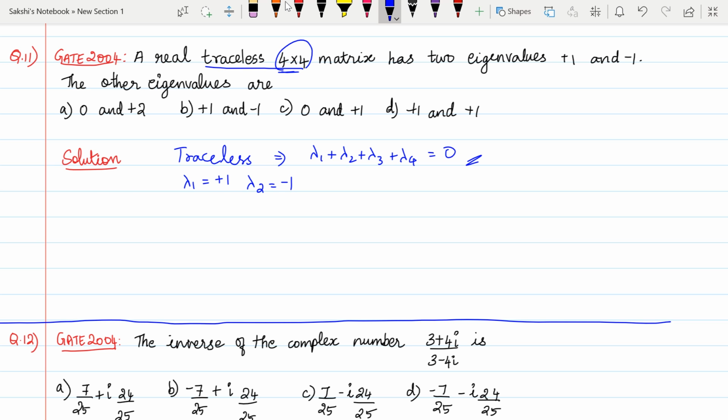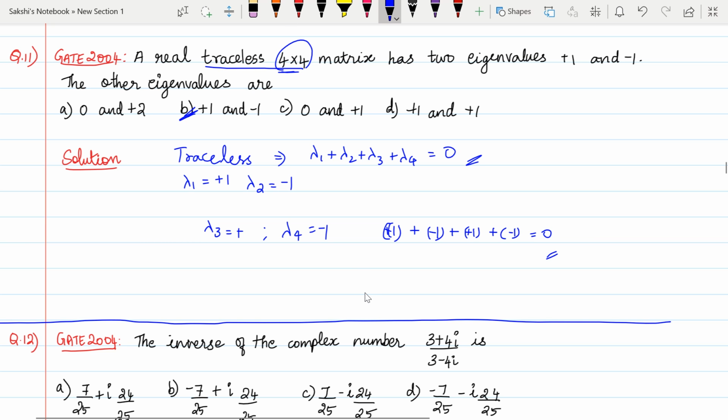Okay, so if you add lambda 1 plus lambda 2, you'll get 0. So you're going to add lambda 3 and lambda 4 directly to get the value 0. So 0 plus 2 will be plus 2, plus 1 plus minus 1 will be 0, 0 plus 1 will be plus 1, and plus 1 plus 1 will be 2. Therefore, option B will satisfy this equation. Lambda 3 will be plus 1 and lambda 4 will be minus 1. Therefore, plus 1 plus minus 1 plus plus 1 plus minus 1 will give you 0. Therefore, option B is satisfied.